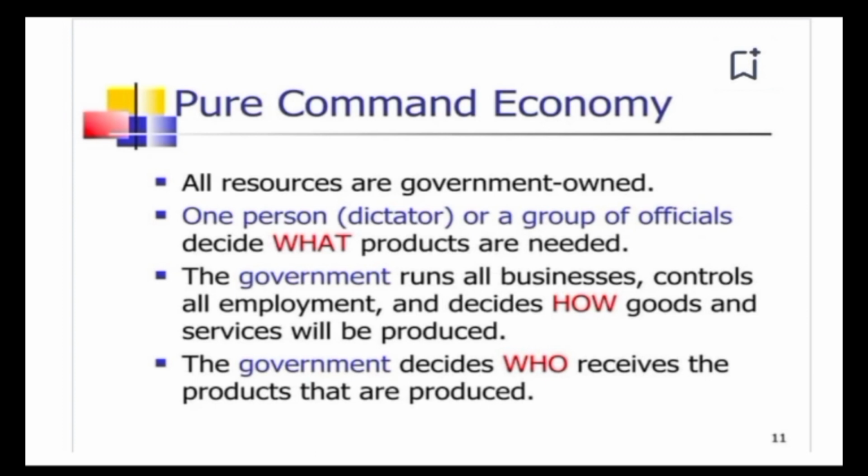Pure command economy: all resources are government owned. Now you look that it is the total opposite of a pure market economy. In the pure market economy there is little to no government intervention, and here everything is owned by the government. One person, a dictator, or a group of officials decides what to produce, and the government runs all the business, controls all employment, and decides how goods and services will be produced. The government decides who receives the products that are produced. So you see, all three questions are answered here in terms of government intervention. Everything is controlled by government.